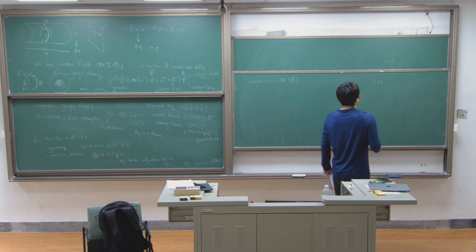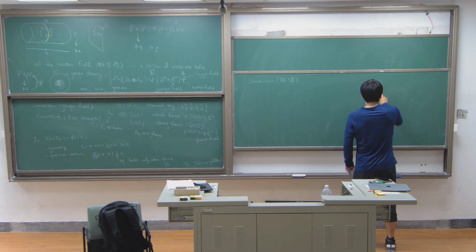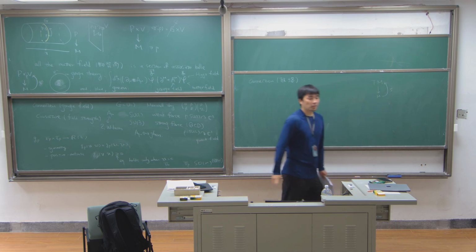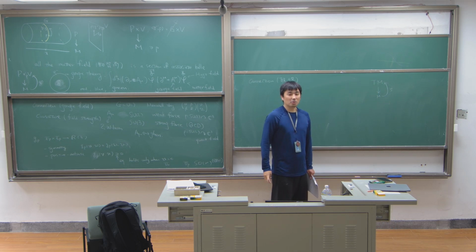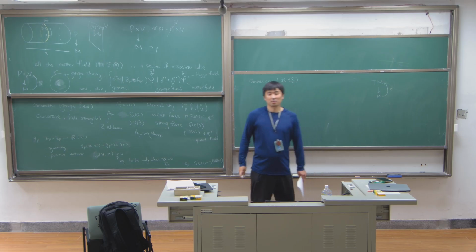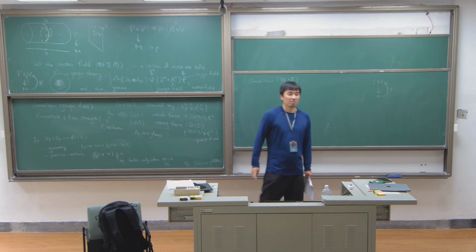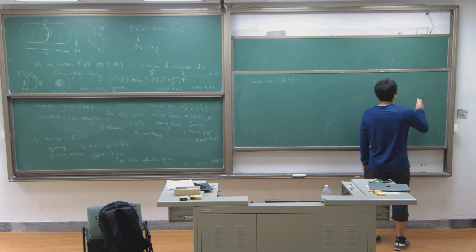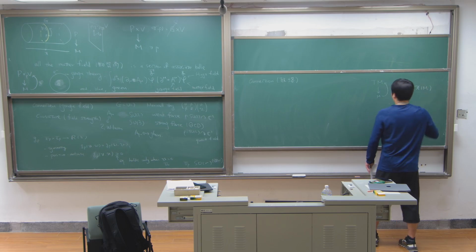Tangent bundle, and then you have a section. Okay, you have a section here. And what is it called? This section is called what? Do you remember? Vector field, good. So that's a vector field. So this section is called the vector field, and we call it this way. Okay.